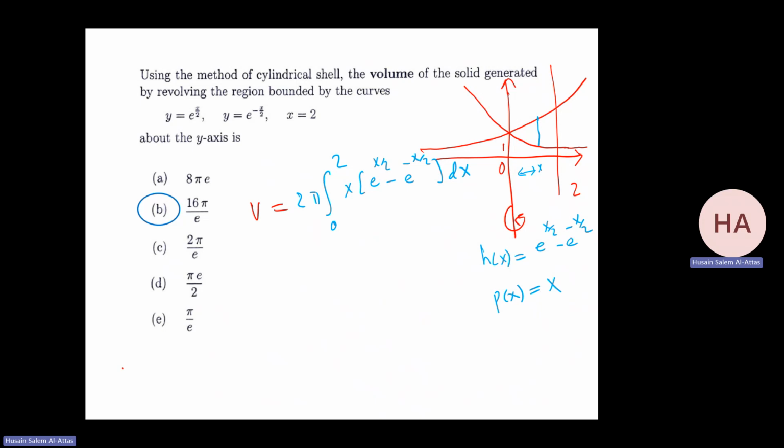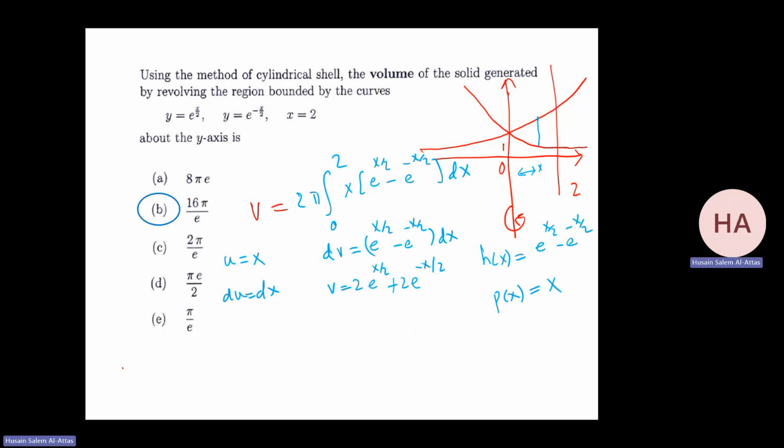So what will happen? I will let u to be x and dv will be the rest. So what will be du? du will be dx and v will be what? 2 e to the power x over 2 plus 2 e to the power minus x over 2. That will be plus 2, since I'm dividing by minus half.